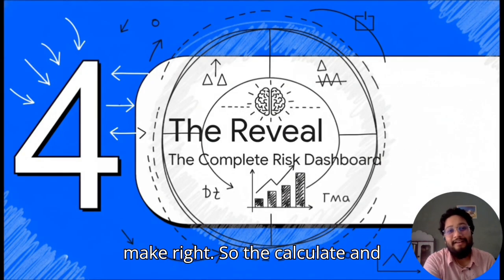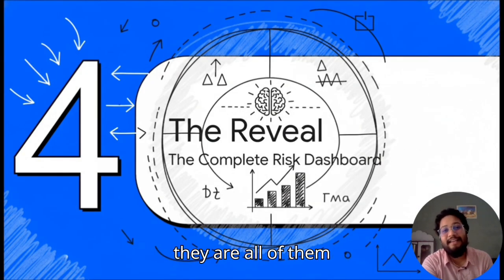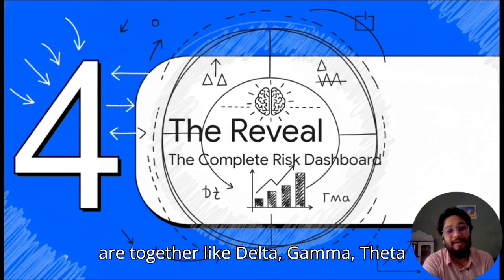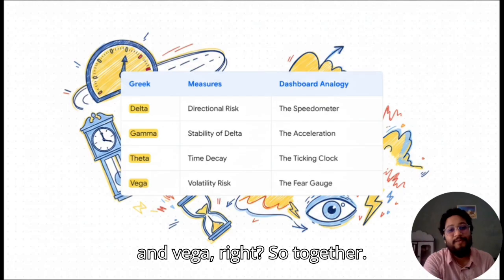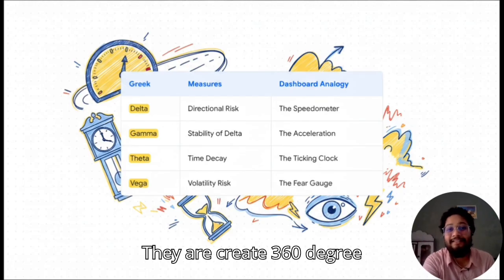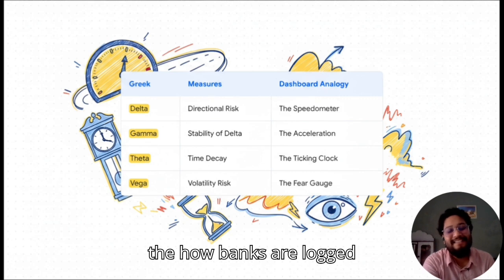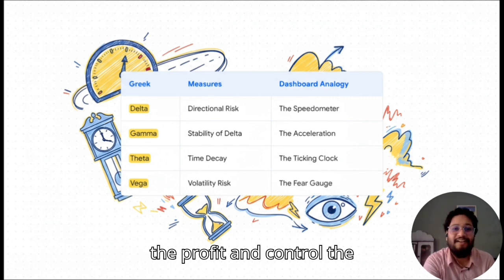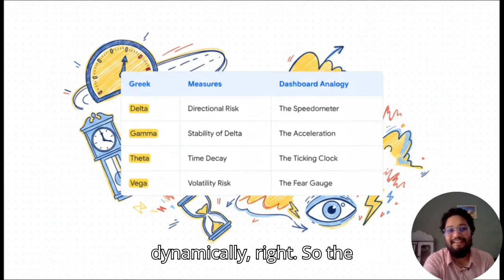So the complete risk dashboard monitors all of them together: delta, gamma, theta, and vega, right? Together they create a 360-degree risk view. This is how banks lock in profit, control the downside, and adjust the hedge dynamically, right?